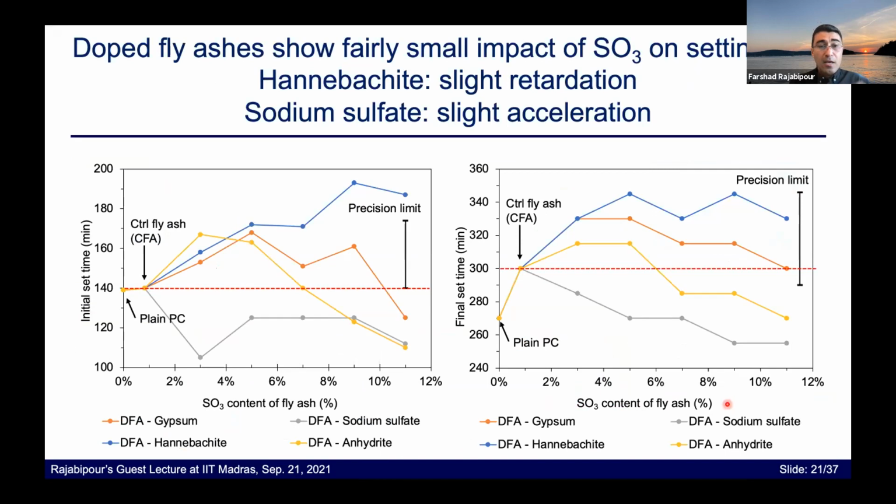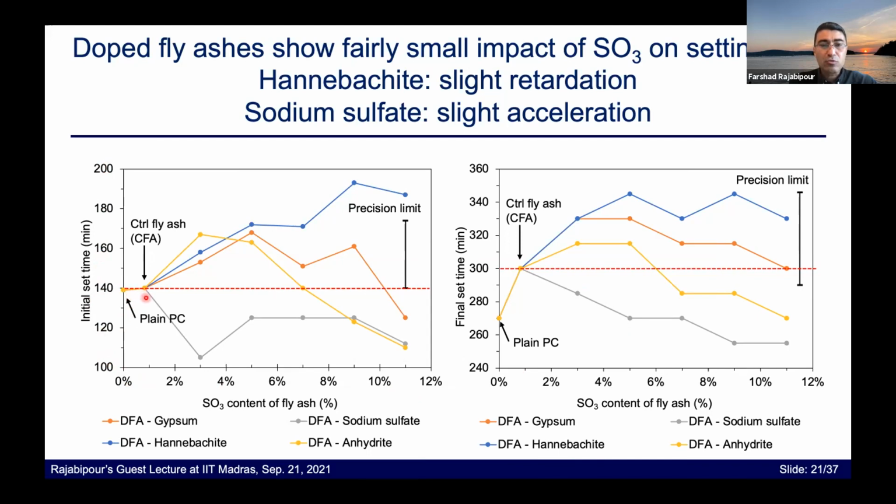Okay. So first, let's look at the impact on the time of setting, which was measured by Vicat. The graph on the left shows the initial time of setting. The graph on the right shows the final time of setting. The y-axis shows the setting time versus the SO3 content. These are all doped fly ashes. For the plain Portland cement mix, we had about 140 minutes.